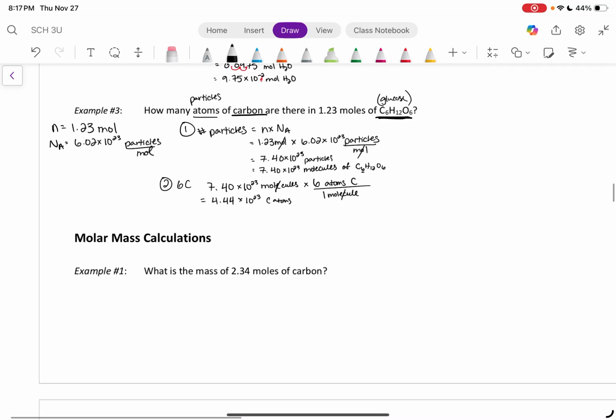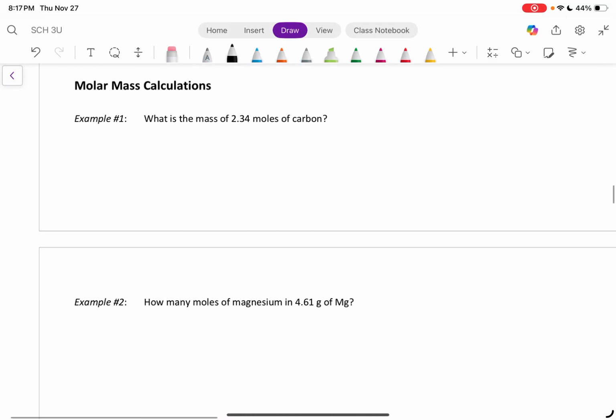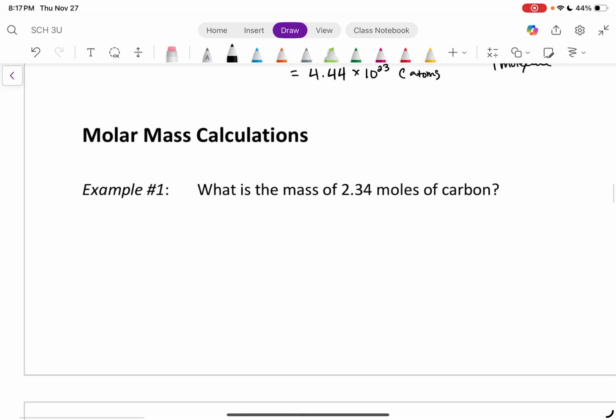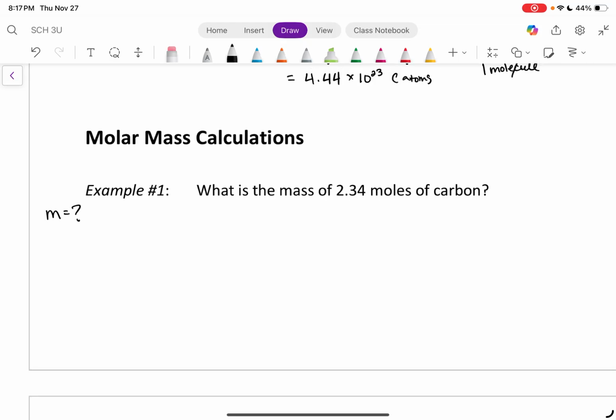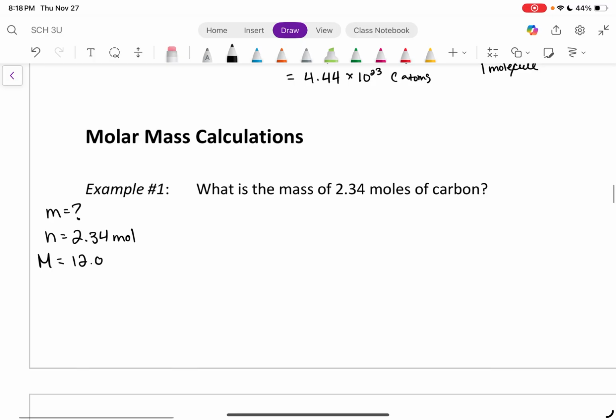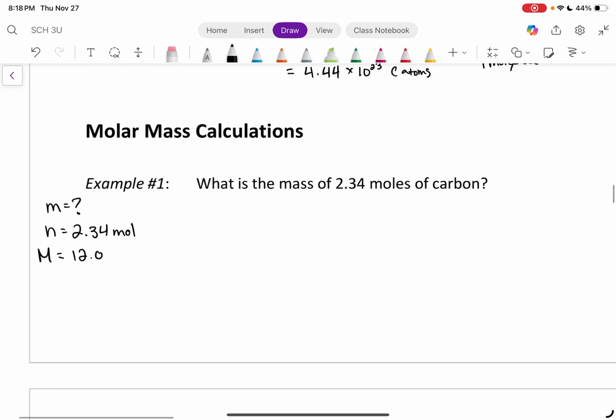All right, now we kind of ignored our little formula that we had on the left. So we're going to do some practice with those calculations. So what is the mass of 2.34 moles of carbon? I was given the moles. And I can find my molar mass by taking a look on the periodic table. So the atomic mass of carbon, since I'm only talking about one element, is 12.01 grams per mole.